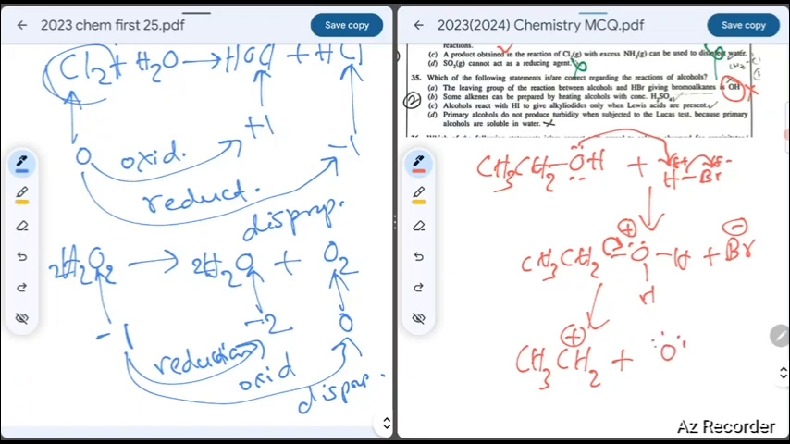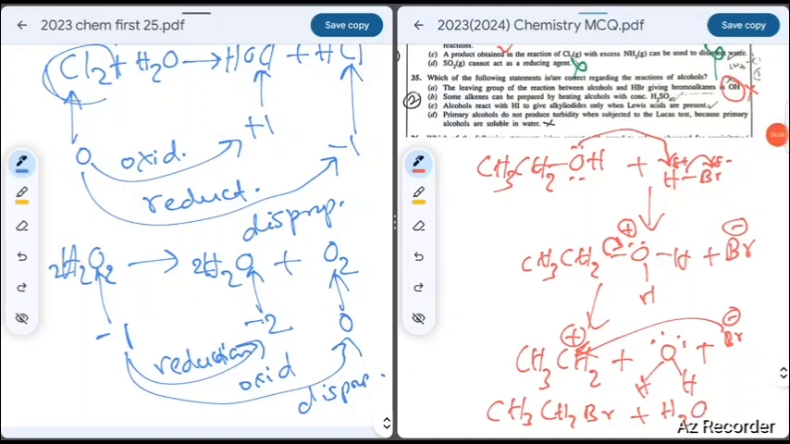Then it forms what? Water. It forms water. And here Br minus is there. This Br minus goes with this, and it forms CH3CH2Br plus H2O. Therefore, H2O is the leaving group here. Right? Not OH minus.